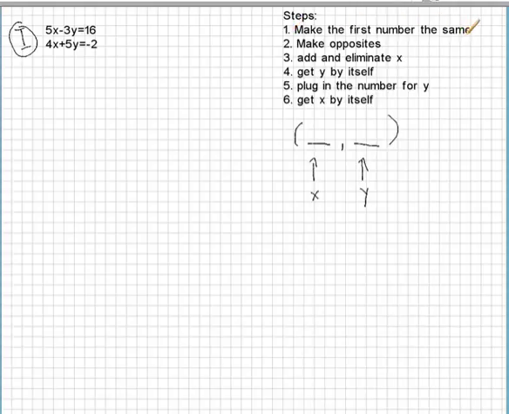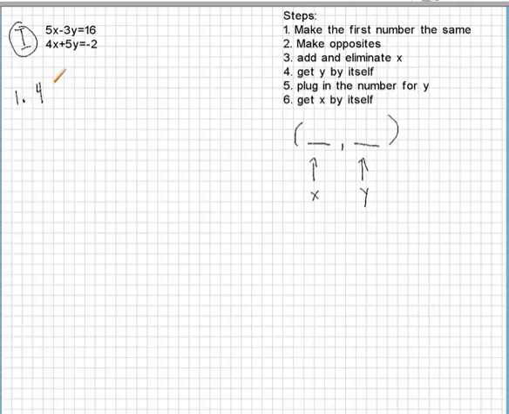We're going to make the first number the same. So in both of these equations, when we're done, the first number will be the same. We're going to take the number on the bottom and we're going to multiply the equation on the top by that number.